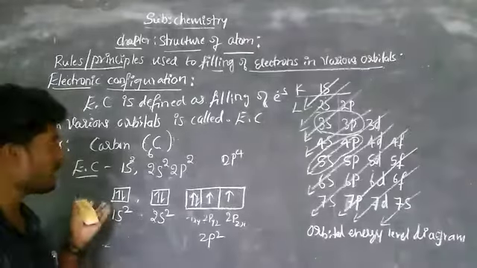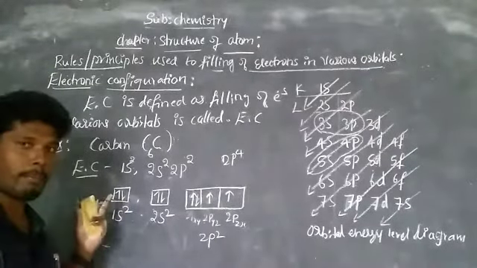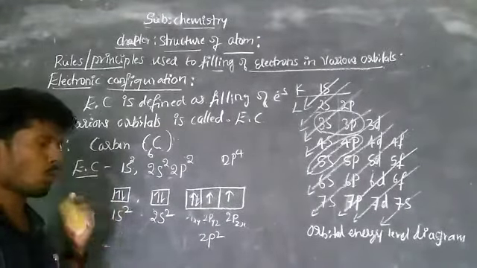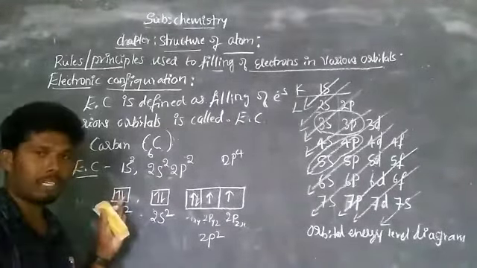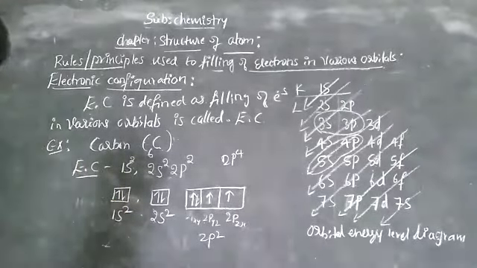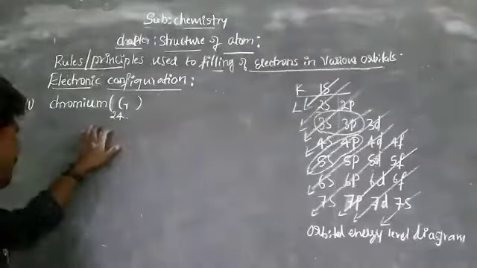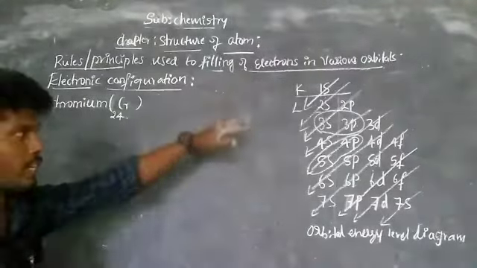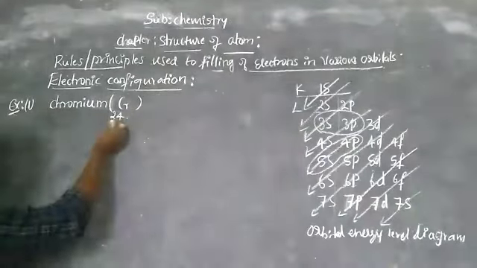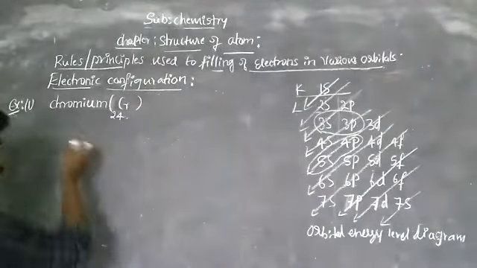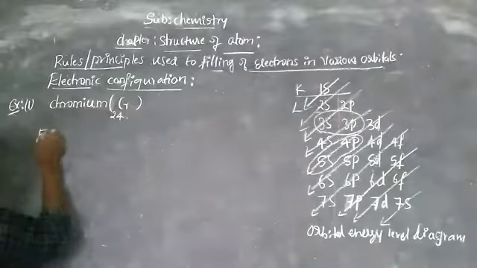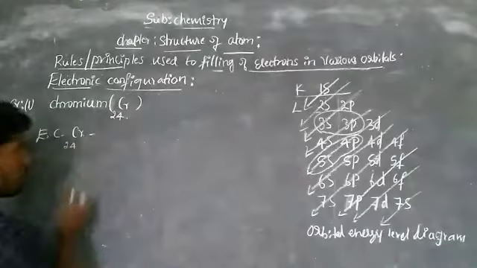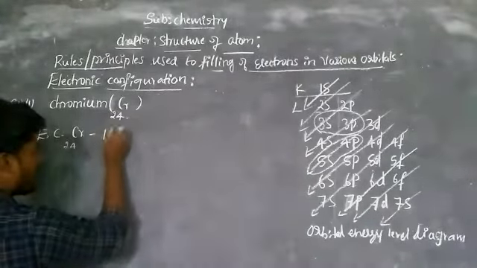Now take some examples, mainly 2 examples, those having some exceptions, that is chromium and copper. We have to see their electronic configurations now. See, now the example we are taking is chromium, its atomic number is 24. Its electronic configuration is written by filling electrons. So how many electrons are there? 24 electrons.